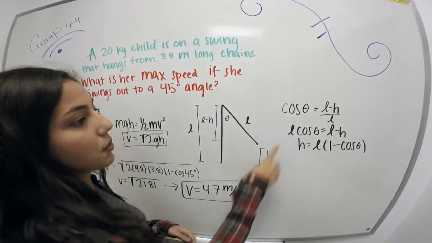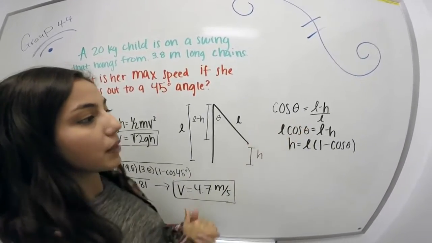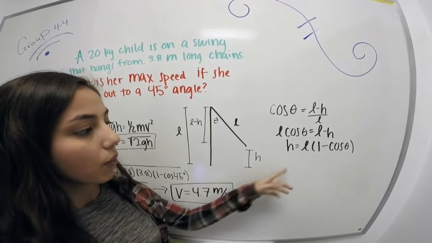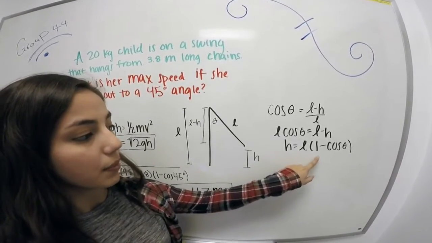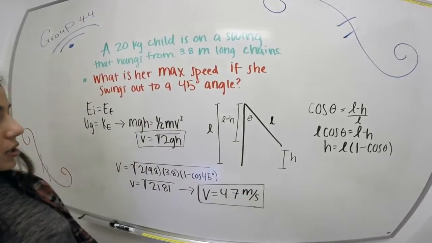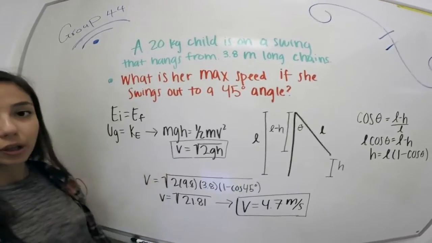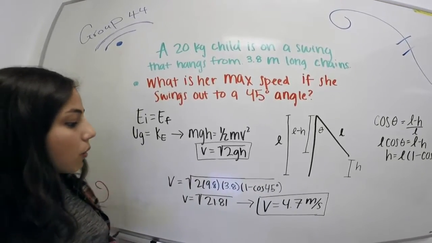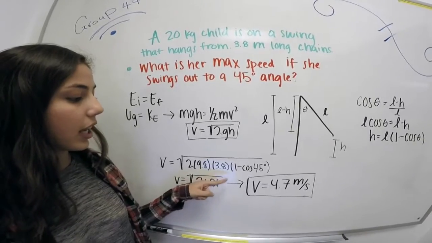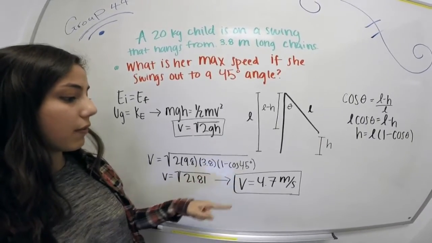So we have the cosine of theta is equal to L minus h over L, and if we solve for the height, we get h equals L times 1 minus cosine of theta. If we substitute the h that we just solved for back into our original equation to solve for velocity, we get the square root of 2 times 9.8 times 3.8 times 1 minus cosine of 45.